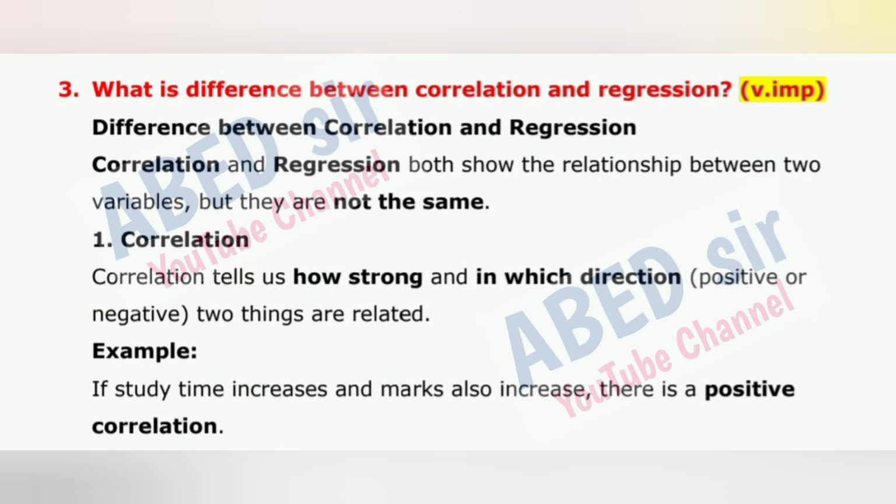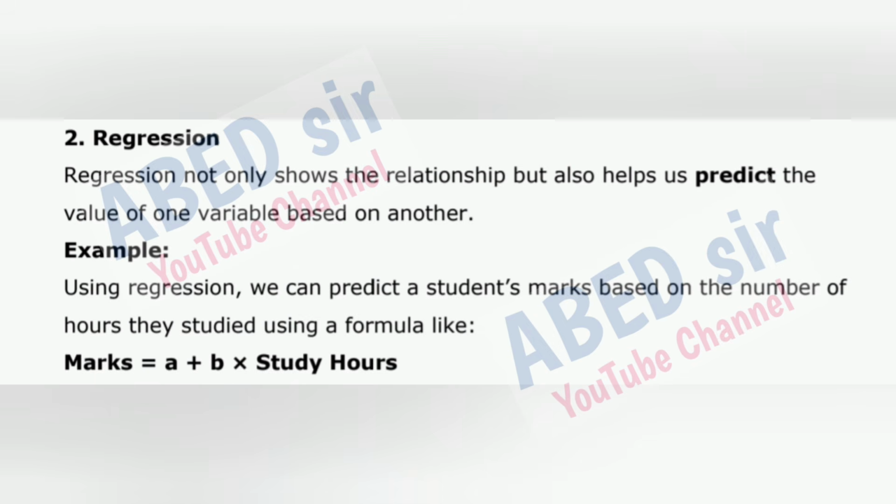Example. If study time increases and marks also increase, there is a positive correlation. 2. Regression. Regression not only shows the relationship but also helps us predict the value of one variable based on another. Example. Using regression, we can predict a student's marks based on the number of hours they studied using a formula like marks = a + b × study hours.